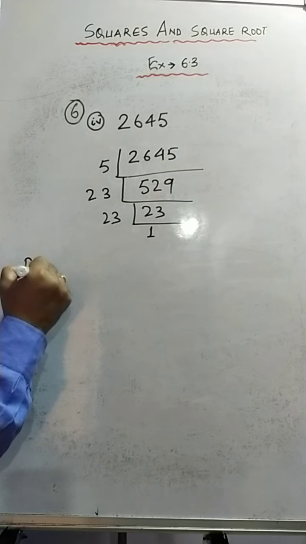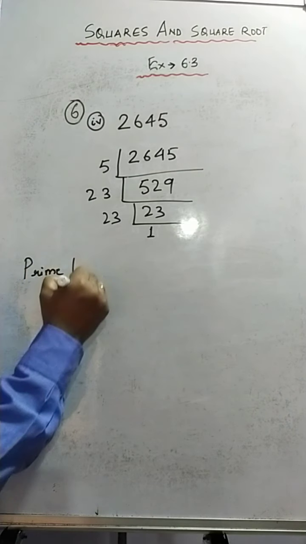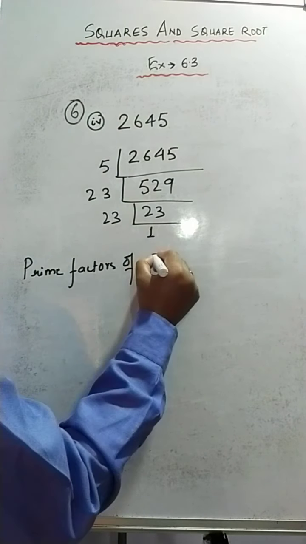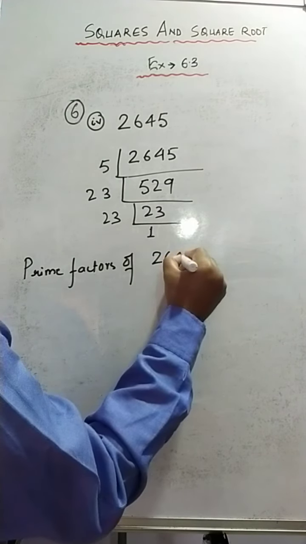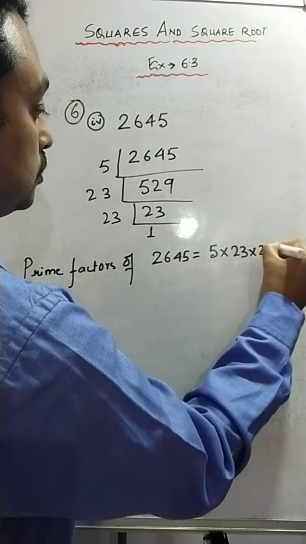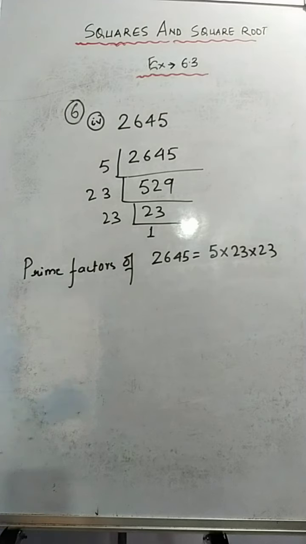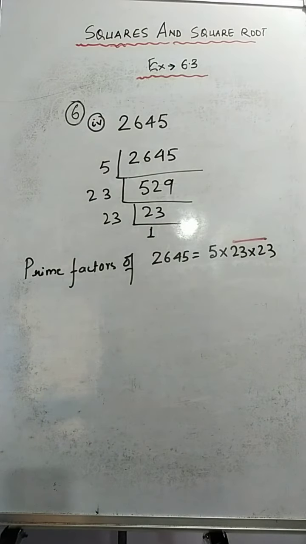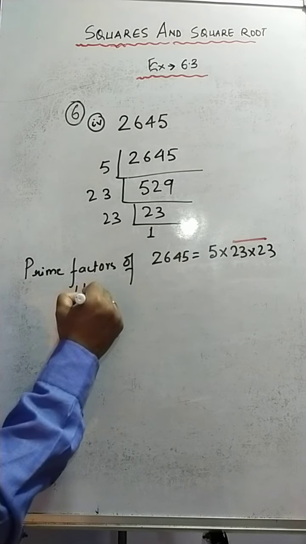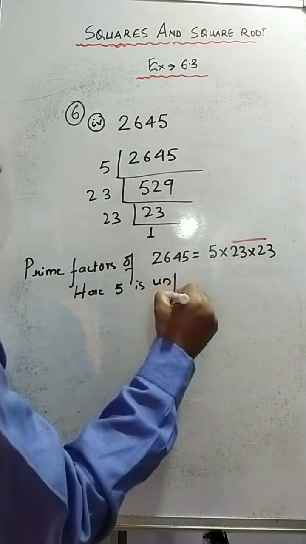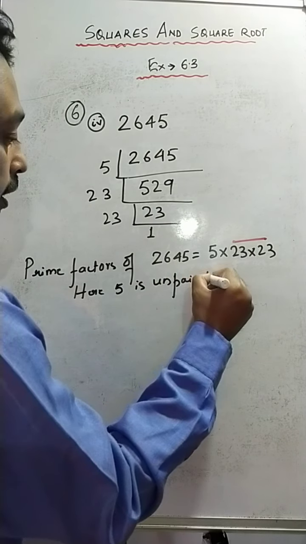So prime factors of 2645 is 5 into 23 into 23. So 23 is in the pair form, 5 is unpaired this time. So we'll write here 5 is unpaired.